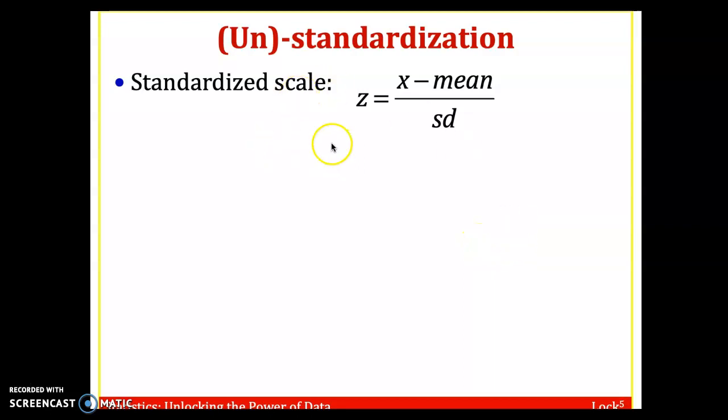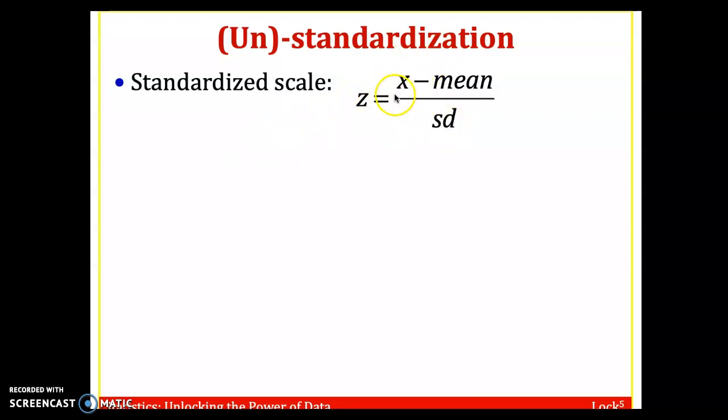So from the last video lecture, series 5.1, we looked at this z-score or standardization. And the idea is this puts everything kind of on the same plane. How far is a data point from the mean relative to the spread of that data? So let's undo this formula.